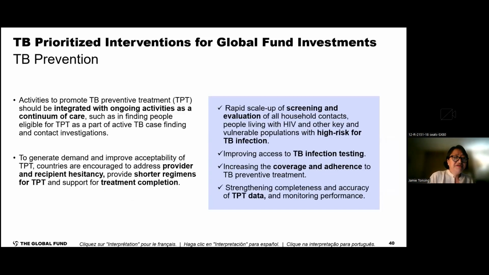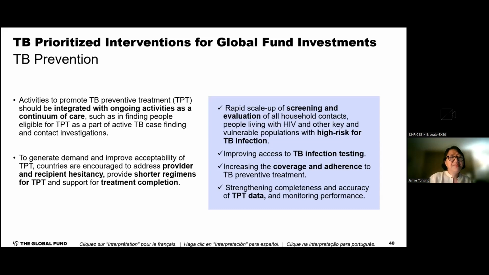On TB prevention, what are the priority interventions for Global Fund investments? We want TB preventive treatment to be scaled up. We're not doing well on that aspect, especially for children under 5 years. We're doing better among people living with HIV.